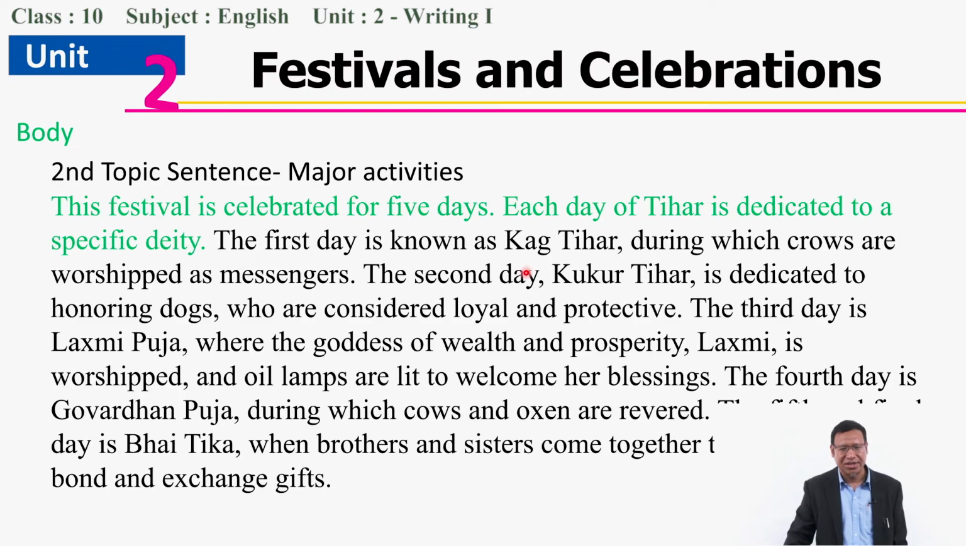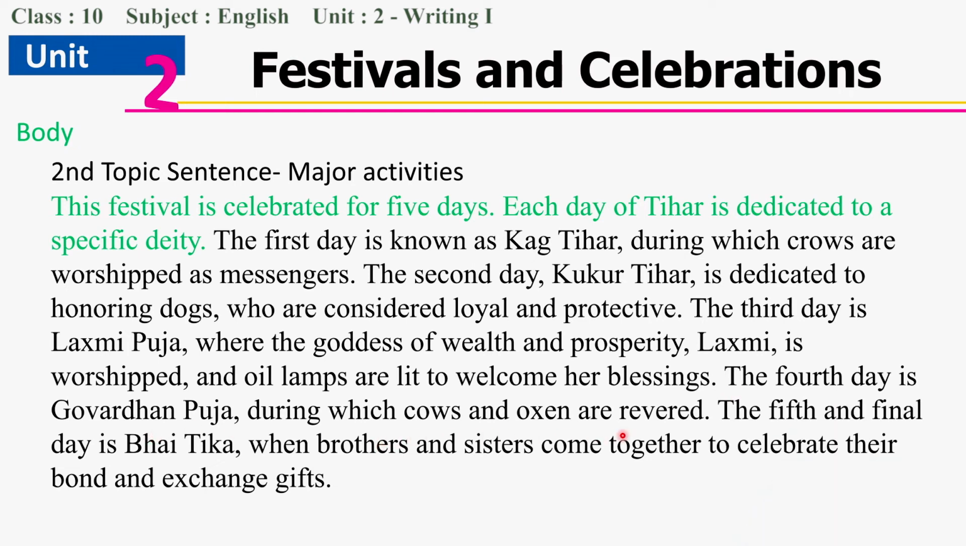The first day is known as Kag Tihar, during which crows are worshipped as messengers. The second day, Kukur Tihar, is dedicated to honoring dogs, who are considered loyal and protective. The third day, Lakshmi Puja, is when Lakshmi, the goddess of wealth and prosperity, is worshipped and lamps are lit to welcome her blessing. The fourth day is Govardhan Puja, during which cows and oxen are revered and respected. The fifth and final day is Bhaitika, when brothers and sisters come together to celebrate their bond and exchange gifts. This is the major activity, the second topic sentence.